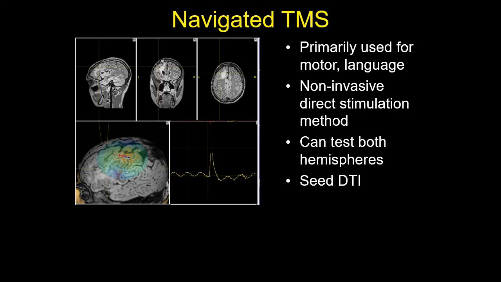Finally, there is some recent data demonstrating that utilizing positive motor sites determined by navigated TMS to seed portions of the corticospinal tract with diffusion tensor imaging can be useful in determining the risk of a postoperative significant motor deficit for tumors involving the primary motor cortex.